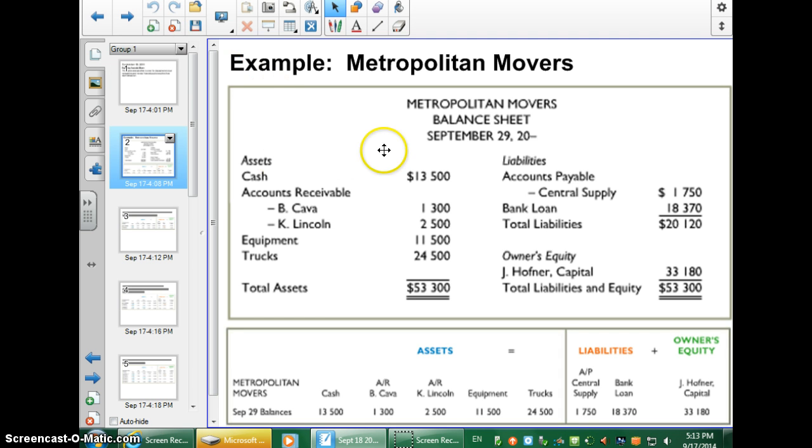So you see here the balance sheet for Metropolitan Movers as of September 29th. And then down below, we use the fundamental accounting equation, assets equals liabilities plus owner's equity. And then all the accounts are separated. So the cash account is separated from the accounts receivable accounts from the two different people. Equipment, truck, and then liabilities are separated by accounts payable, bank loan, and then owner's equity.